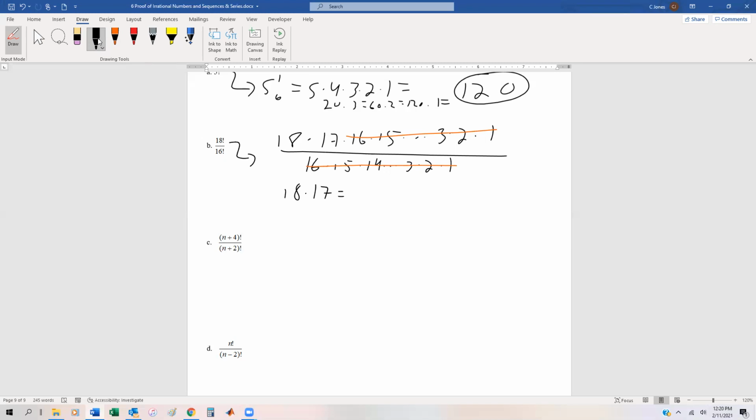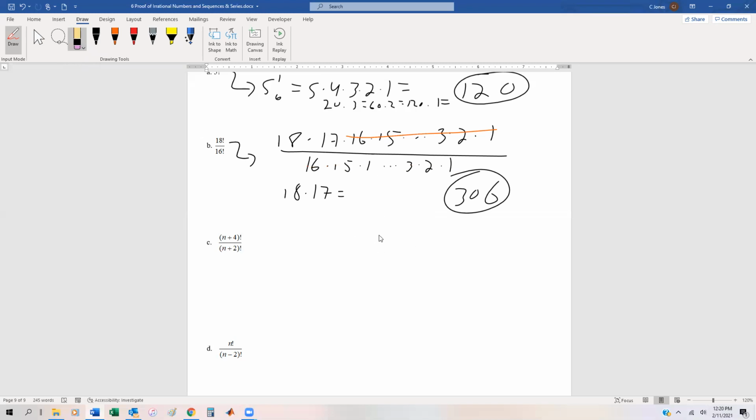And 18 times 17, we can just go ahead and do this out. So that's going to be 56 and 126 and 18. It's going to be 306. All right. So that's a pretty easy way for us to be able to evaluate these sorts of factorials.